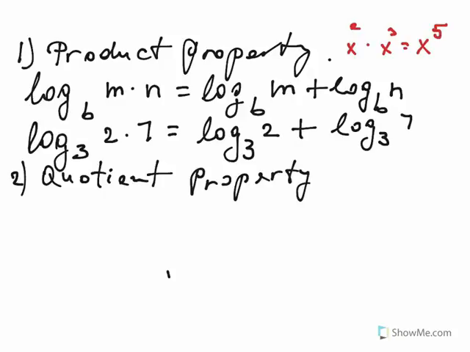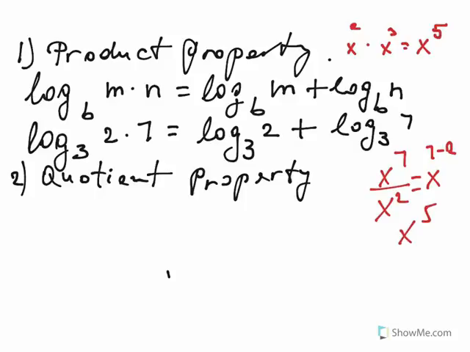For example, if we have x to the 7th power divided by x squared, what we do, we put the common base, which is x, and we subtract the exponents. So 7 minus 2 gives you 5. So x to the 5 is the answer in this case.